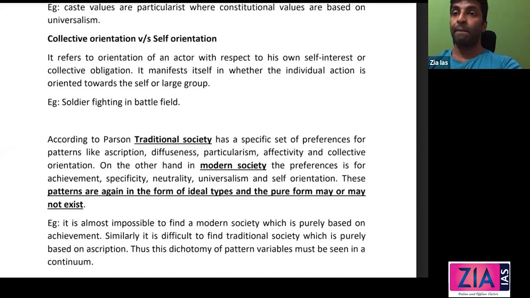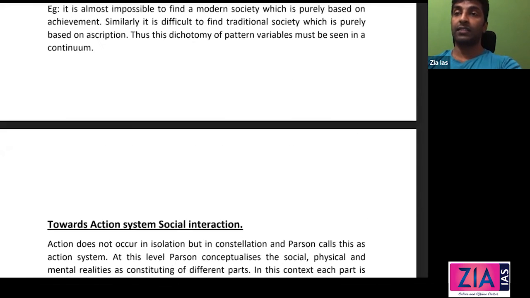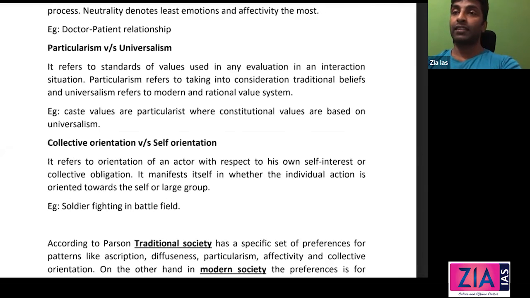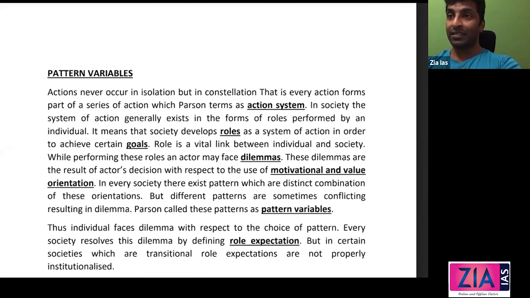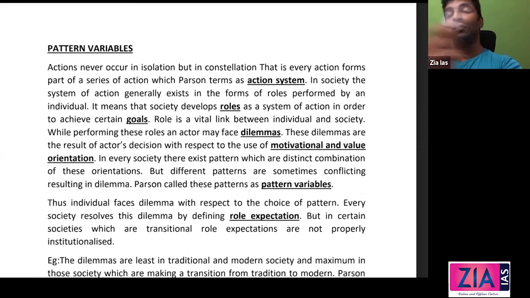Okay, guys, that's it. That's very simple. So what is this pattern variables ultimately? Simple things will work. Simple things. You don't want to impress anyone. You're not going to marry anyone, right? You just need to score good and you will get it. This is going to be very simple, and make it very simple.